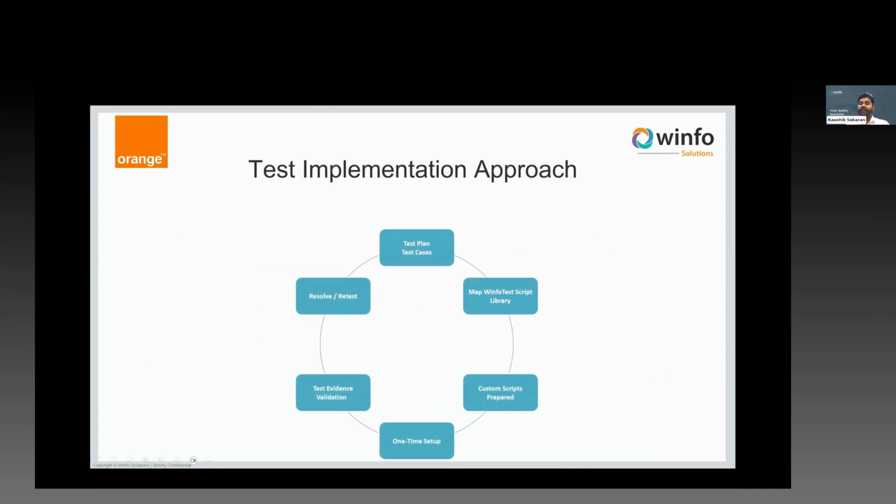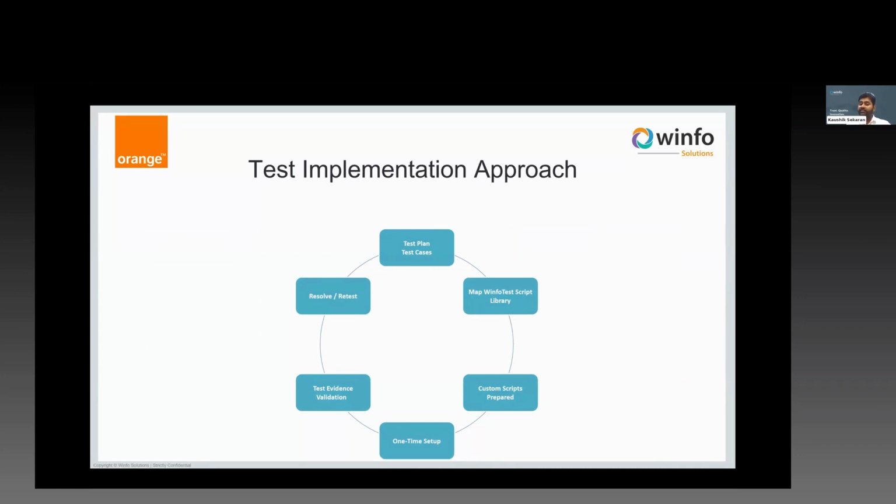The process of implementation was straightforward. Orange Romania has approximately 100 scripts in scope of automation, out of which 90% of the scripts were a direct fit to a seeded library that was readily available in Winfo Test. For a small number of scripts, we had to create a custom script to map Orange Romania's configuration. Once it was done, the tool was ready to use. We conducted the regression testing for 22D, and the testing was meticulously controlled, and all the scripts passed successfully.